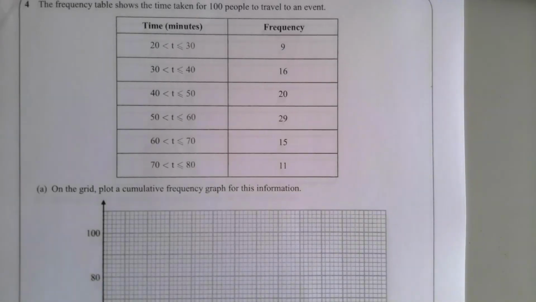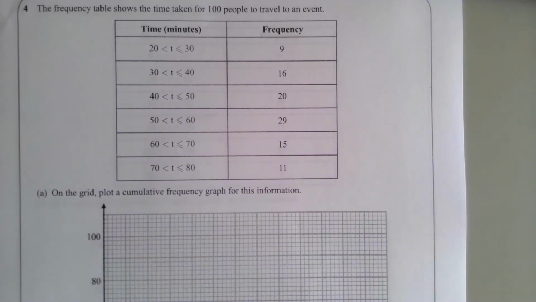Right, I'm going to skip question 3, but feel free to have a go at it and check that you've got it all right on the mark scheme, and let me know if you have any problems. Have a go at question 4 first of all. You've got to draw the cumulative frequency graph for this information.